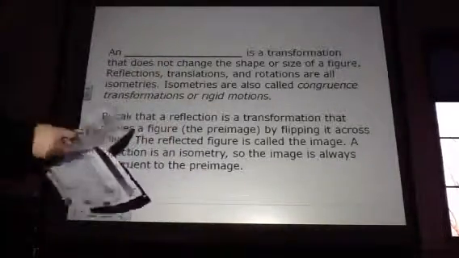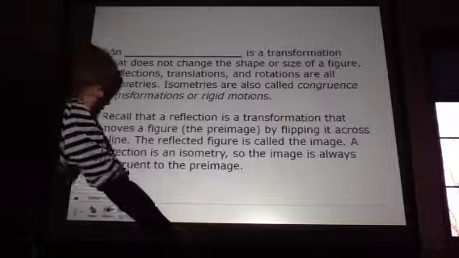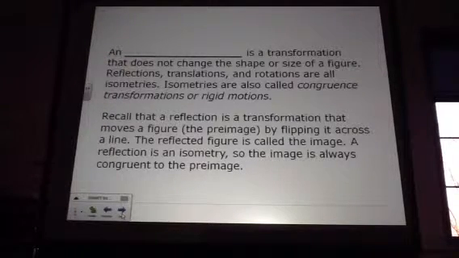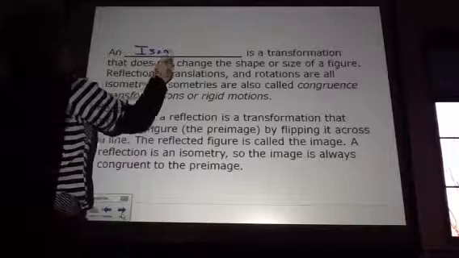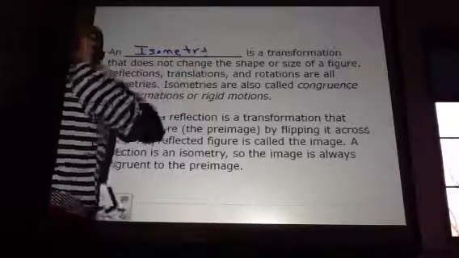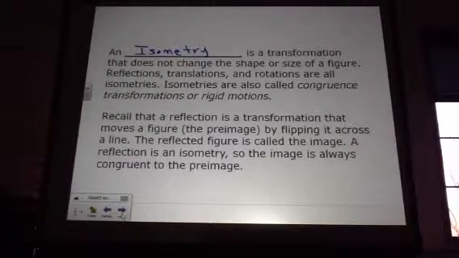Okay, class, we're going to talk about 9-1, starting Unit 9 today, reflections. An isometry is a transformation that does not change the shape or size of a figure. Reflections, translations, and rotations are isometries. Isometries are also called congruent transformations or rigid motions.